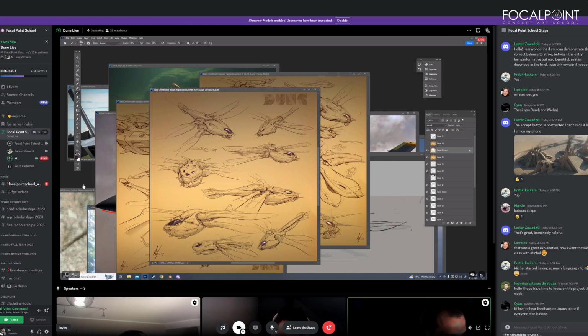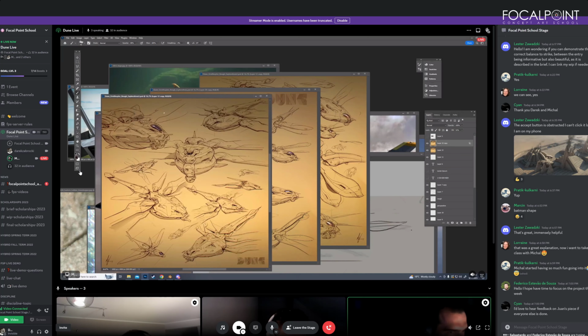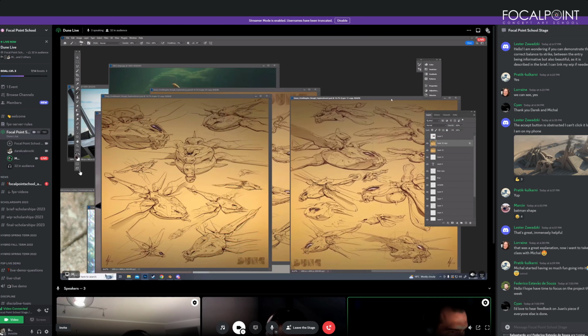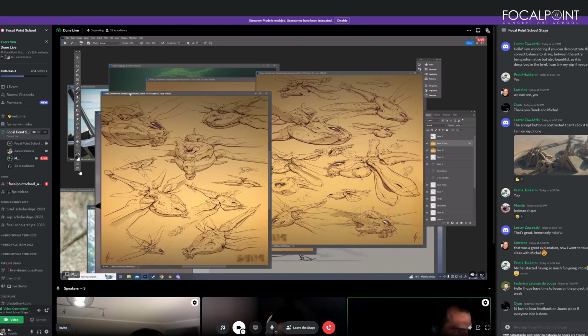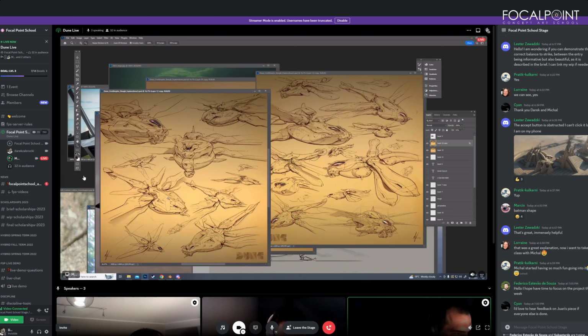However, when I was exploring, I had so much fun. I kept on exploring, and I kept on exploring. This was the first sheet I did. Then I did this one, and then I thought, well, how would House Atreides look like?